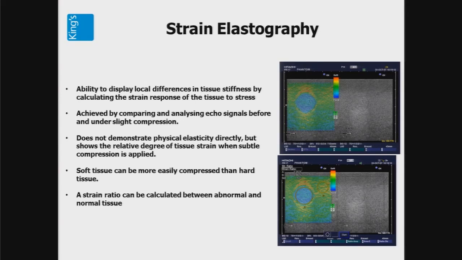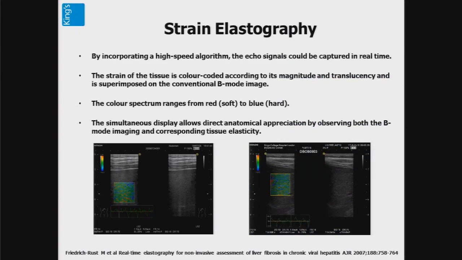And it's a very useful tool in that you can measure a strain ratio between the hard area and the soft area to get an idea of how much harder the tissue is in that area compared to normal tissue. How do you use it in the liver? Well, I have some experience in using this machine.